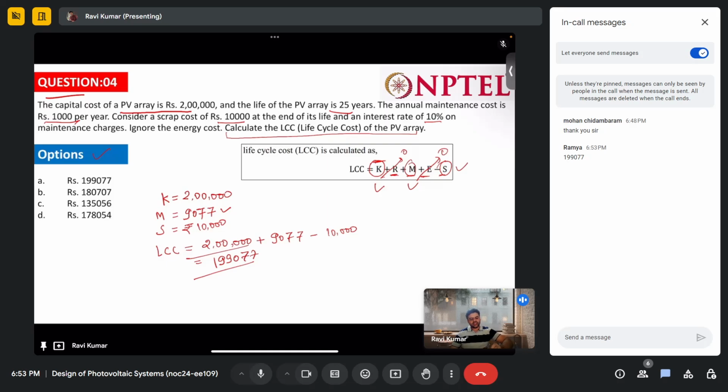Okay. Let me make some change in this question. So we are considering this scrap cost of 10,000 in terms of today. Let's say in the second part this 10,000 is after 25 years. Now what will be the LCC? This 10,000 is not in today's terms, it is after 25 years. Now what will be the LCC?